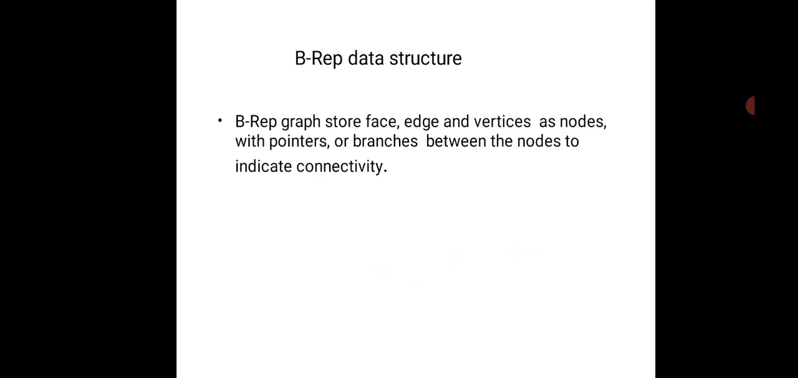BREP data structure. A BREP graph stores faces, edges and vertices as nodes with pointers or branches between the nodes to indicate connectivity. A vertex is a unique point in space. An edge is a finite, non-self-intersecting directed space curve bounded by two vertices that are not necessarily distinct.